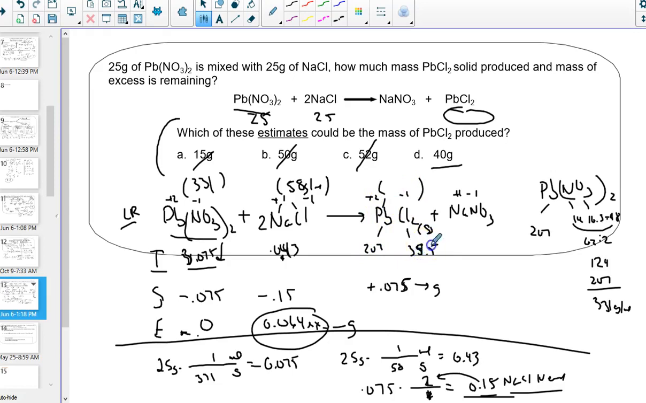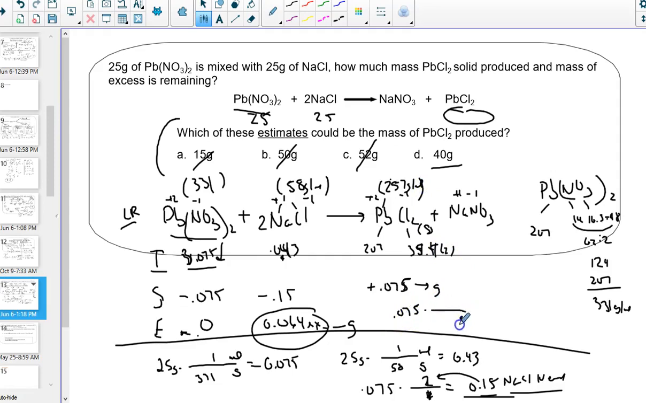35.4 times 2. Alright, so 35.4 times 2 plus 207 equals 257. 257 grams per mole.